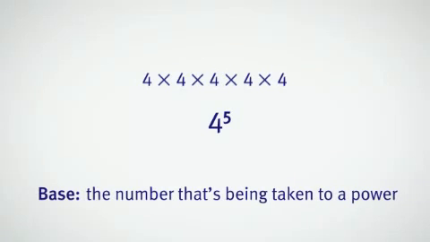Exponents are expressions used as shorthand for multiplying the same number by itself a certain number of times. Instead of writing out 4 times 4 times 4 times 4 times 4, you can abbreviate this using exponent notation as 4 to the 5th power. When using this, the number you're multiplying by itself is known as the base. In this example, the base is 4. There are a number of rules for simplifying exponents.